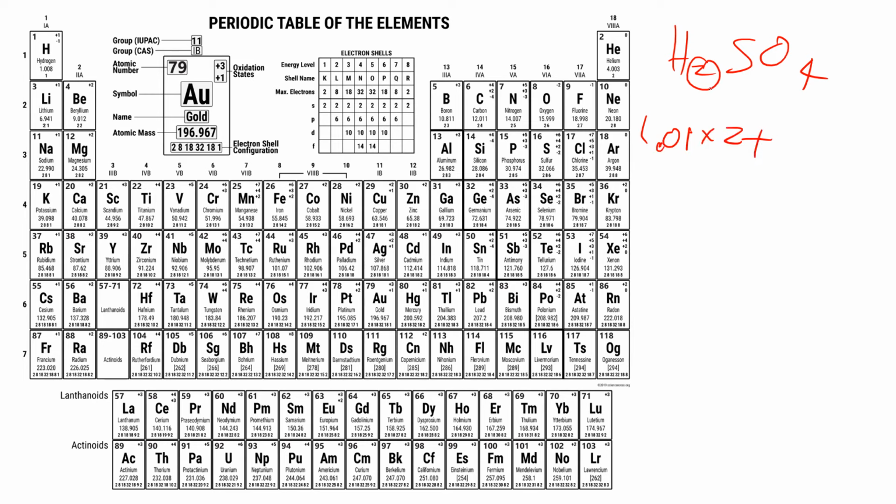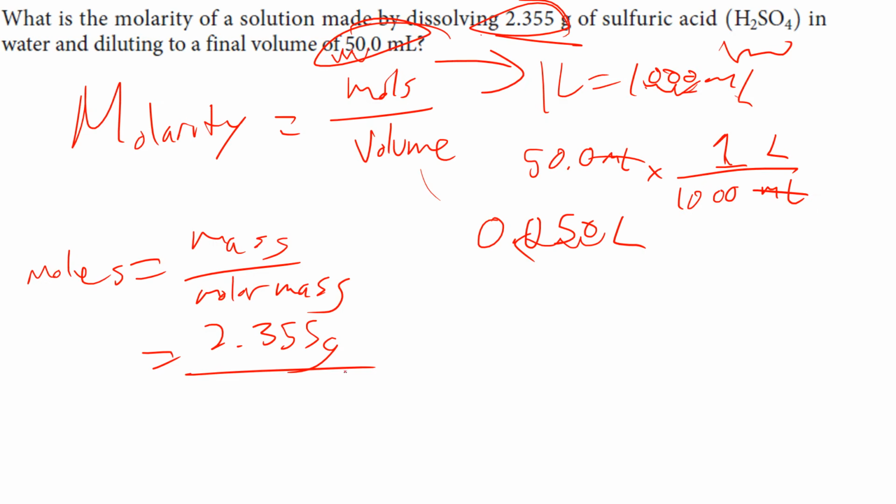Plus sulfur over here is 32.07, plus oxygen is 16.0, but there's 4 of those, and we will get a molar mass of 2.02 plus 32.07 plus 16 times 4, which is 98.09. Okay, so 98.09. Awesome. That is grams per mole. Oh crap, 98.09 grams per mole. Cancel out grams. Moles goes on the top.